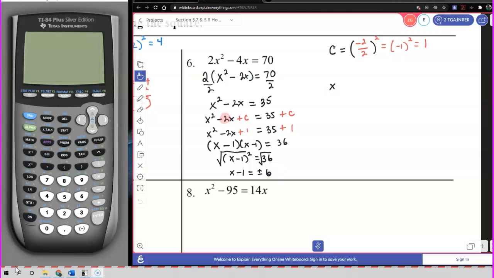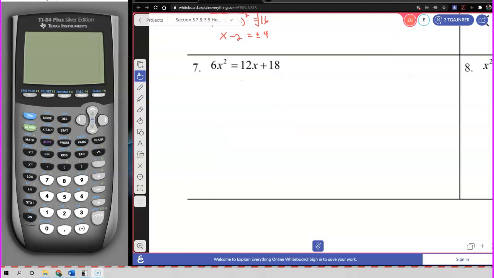So you have either x minus 1 is equal to 6 or x minus 1 is equal to negative 6. You add 1 to both sides. So you have x equals 7. You add 1 to both sides. So you have x equal negative 5. So the answer could be 7 or negative 5.